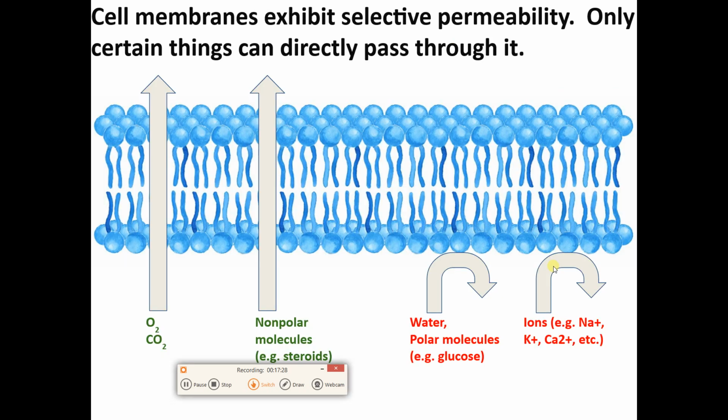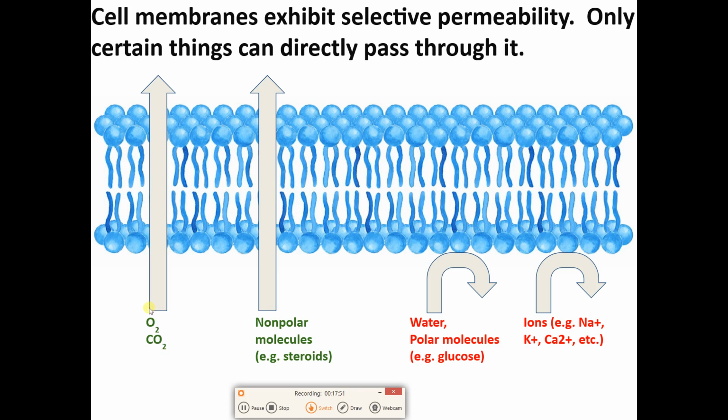Okay, so we're done with our structure of the cell membrane for the most part. We're going to want to now talk about how things can go through the cell membrane. And what a cell membrane does is it exhibits something called selective permeability, meaning only certain things can directly pass through it. So oxygen and CO2 can zip right through the cell membrane.